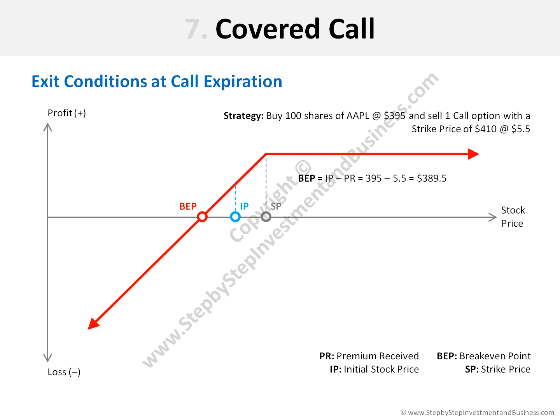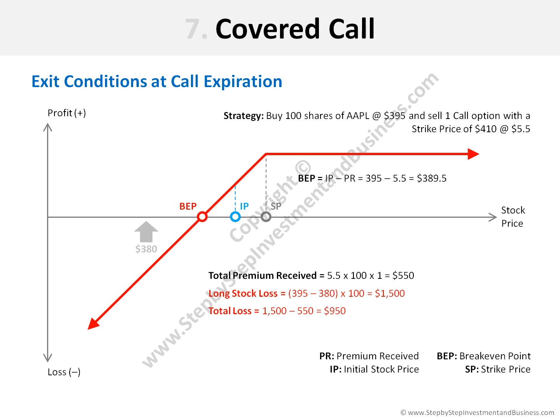Here in the graph, we indicate the break-even point, the initial stock price, and the strike price of the option. The break-even point is 389.5, the initial stock price is 395, and the strike price of the option is 410.